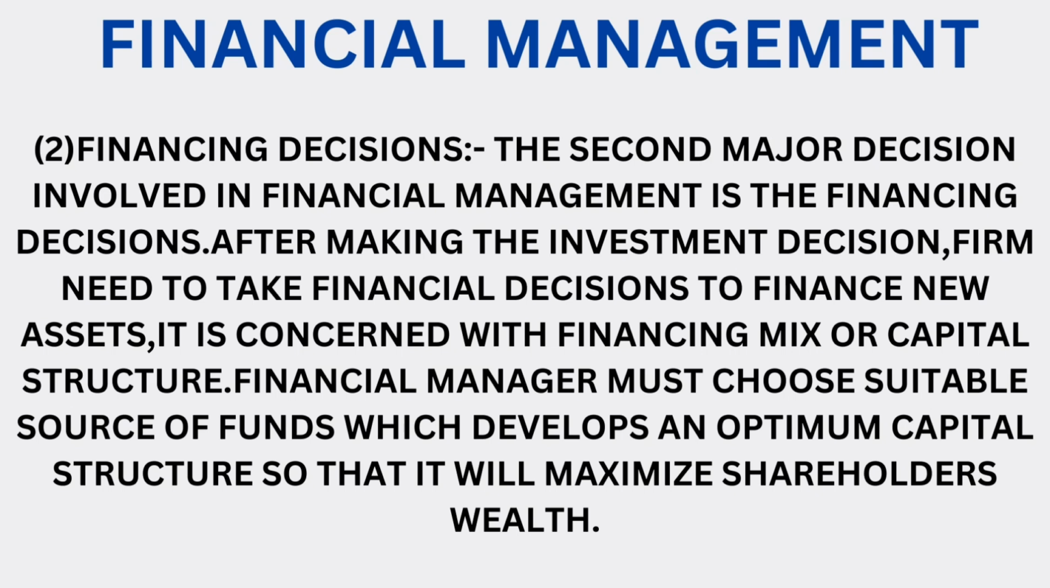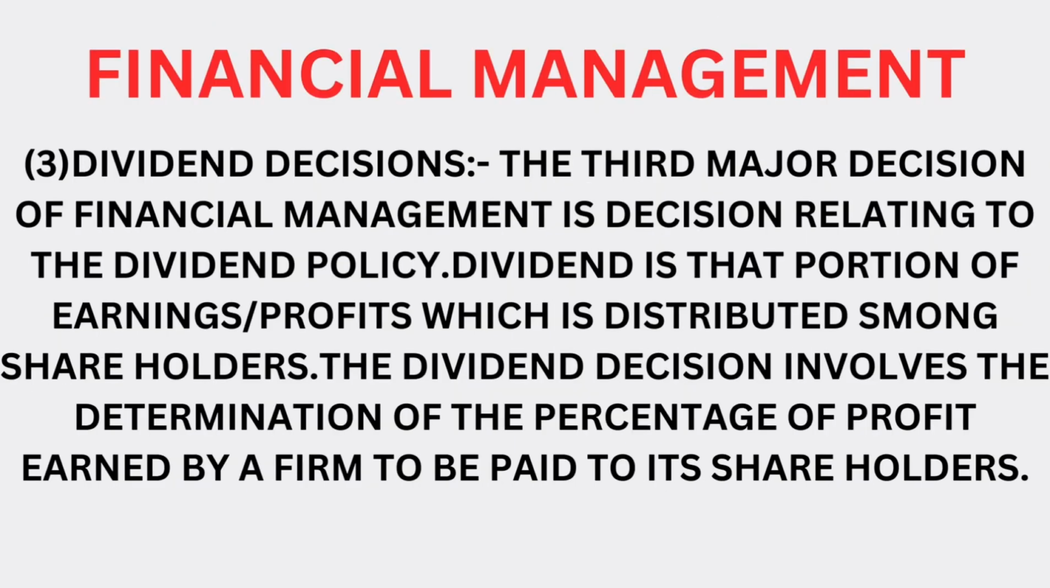So here the manager has to plan in such a way that he raises the funds so that the ultimate objective of maximizing shareholders' wealth can be achieved. These financing decisions are also called financing mix or capital structure decisions. So students, under financial decisions, first we studied investment decisions. Investment decisions consist of two types: long-term investment decisions and short-term investment decisions. Now the second major important decision of financial management is financing decisions.